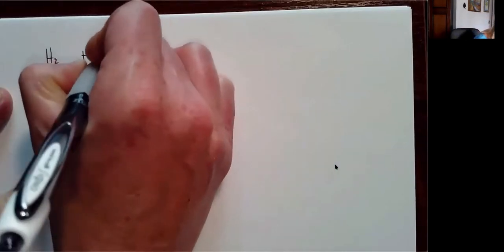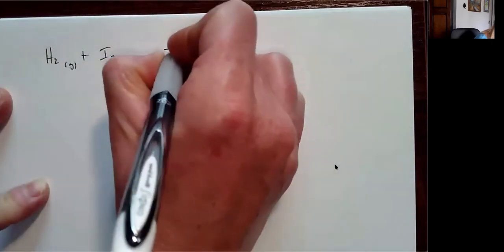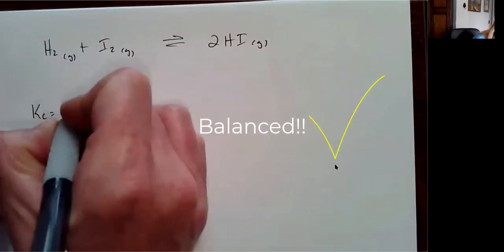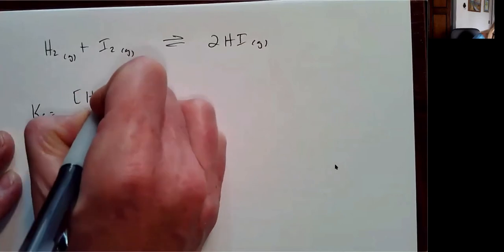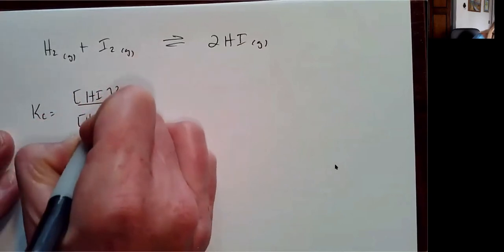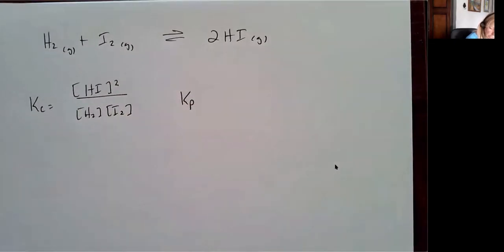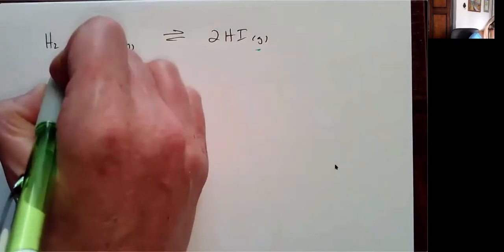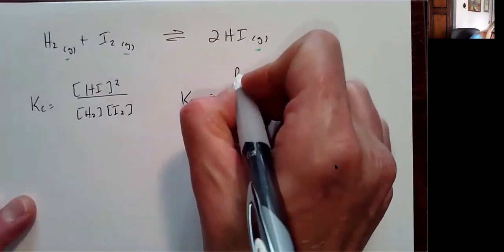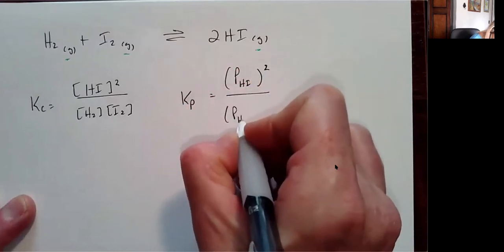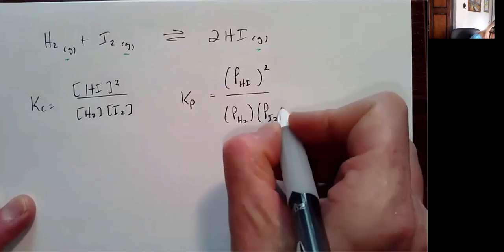All right, let's do one more example. Let's say I go back to my H2 plus I2, and these are in gas, and this is in equilibrium with 2HI. My Kc for this, remember, would be my equilibrium concentrations of my products over my equilibrium concentrations of my reactants. Since these are all in the gas phase, I can also look at Kp, and that would be my partial pressure of HI squared over my partial pressure of H2 times my partial pressure of I2.